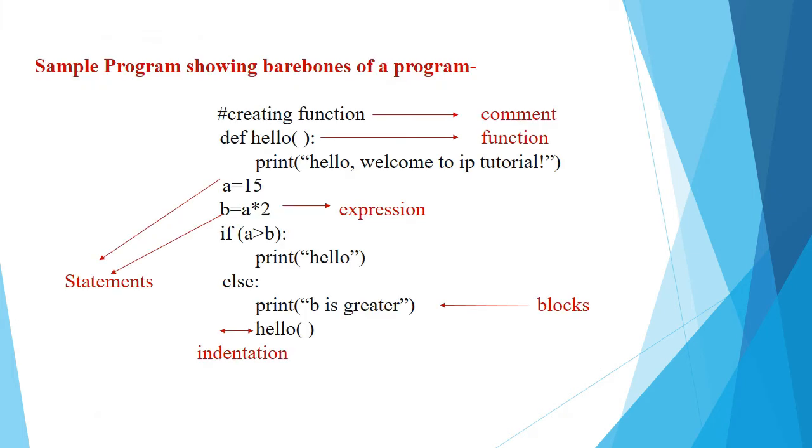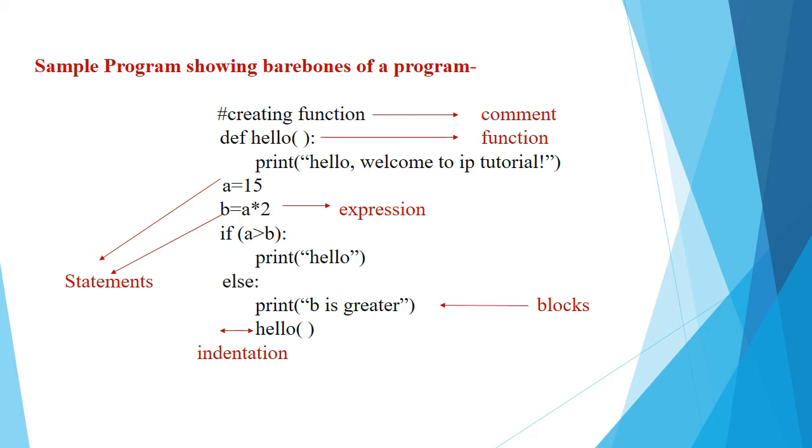Now as we have discussed the bare bones of programs, let's practically see what the bare bones of a program are. Here you have a sample code. You have created a function here in the beginning. To give an idea that you are creating a function, you are using a comment here, hashtag creating function. That is part of the comment, so that line is not seen by the interpreter, it will neglect it and move forward to the next line.